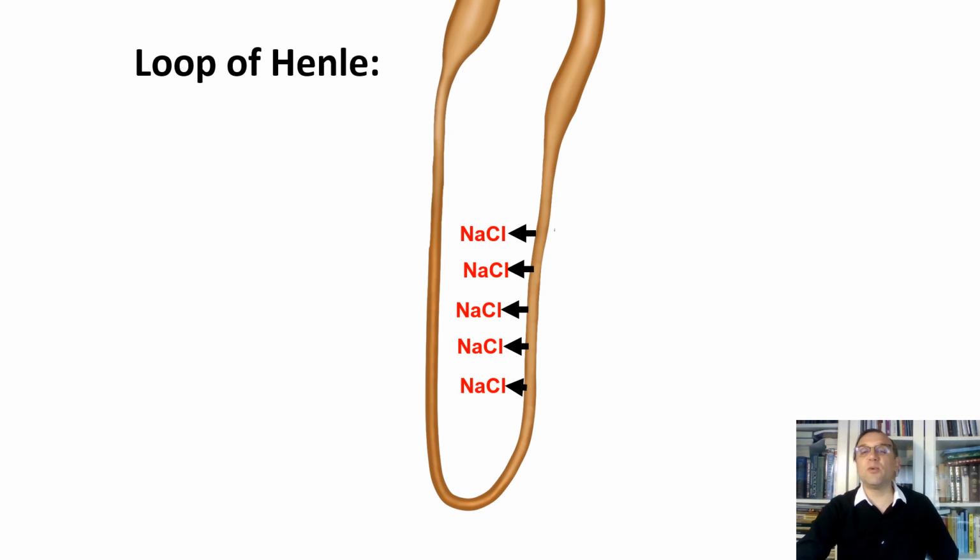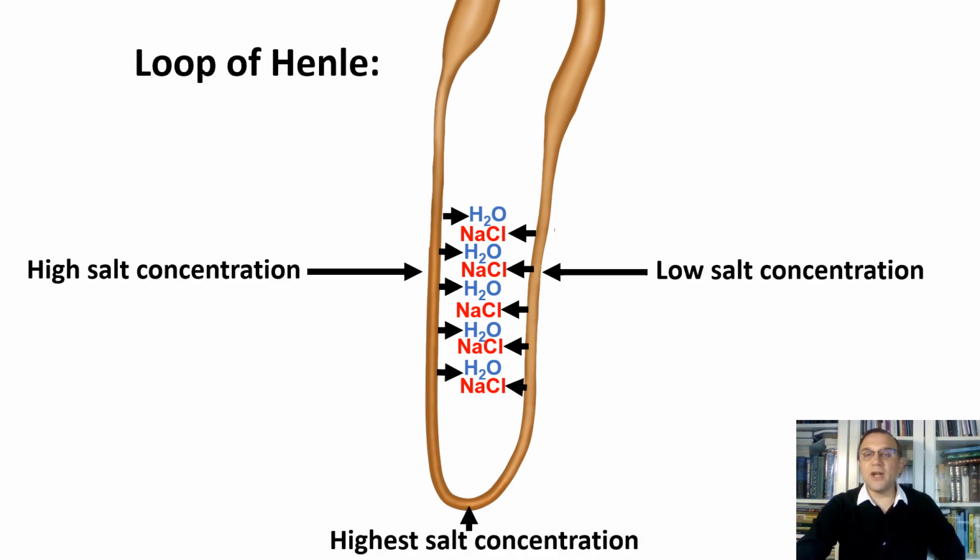Actually, sodium transporters are in the ascending limb moving out the sodium ions, and chlorine just follows. This creates a greater concentration of salt outside of the tubules. And as a result, this makes molecules of water move out of the descending tubule because of osmosis. This makes the concentration of the solute higher in the descending limb compared to the ascending limb.